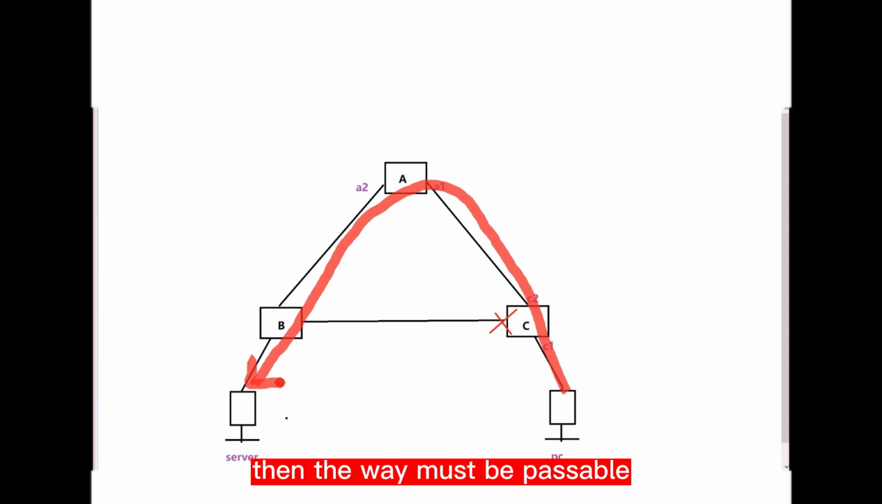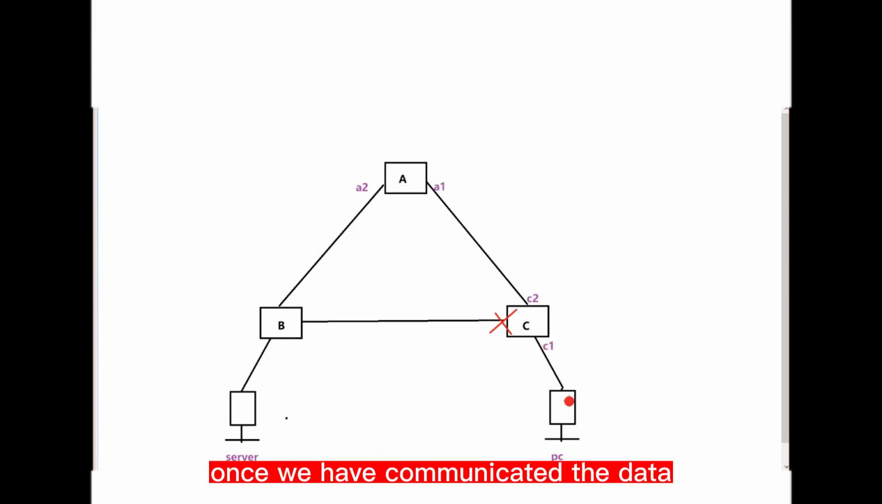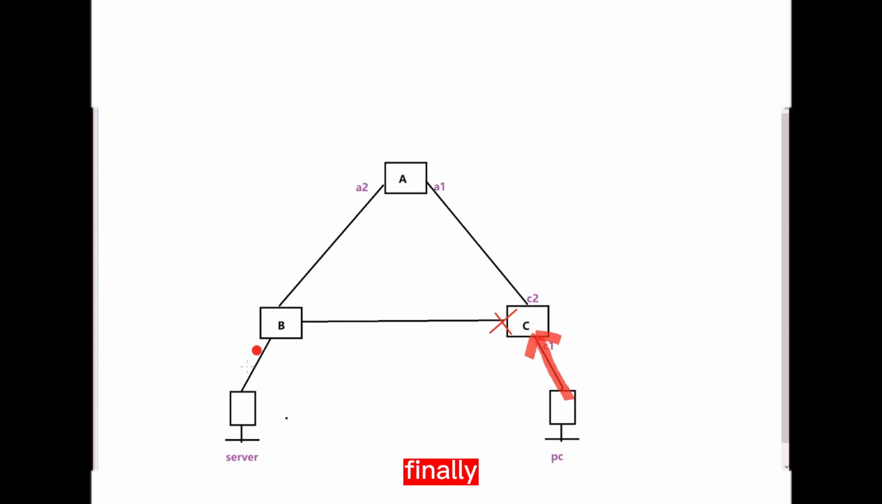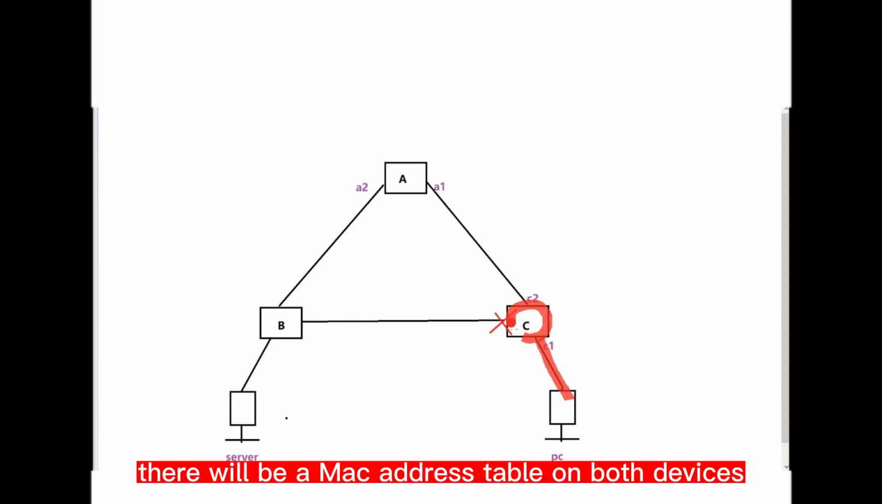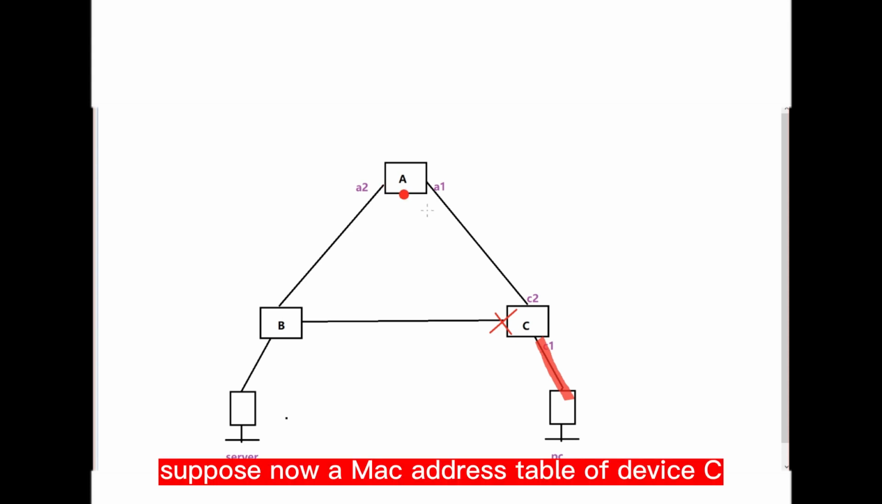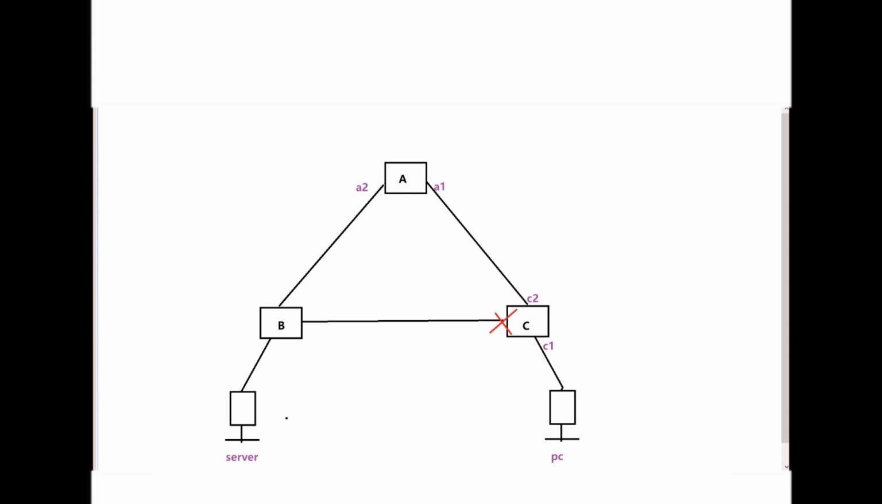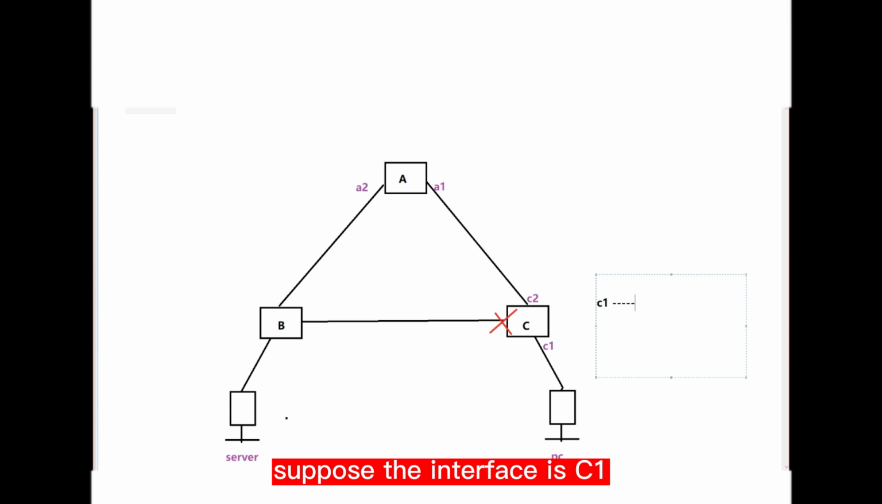Then the way must be passable. Once we have communicated the data, send this data here. Finally, send data packets and reply data packets. Then everyone should know there will be a MAC address table on both devices. Suppose now a MAC address table of device C. As such a device, it must have its own interface. Suppose the interface is C1. C1 corresponds to an address that is the address of the PC.